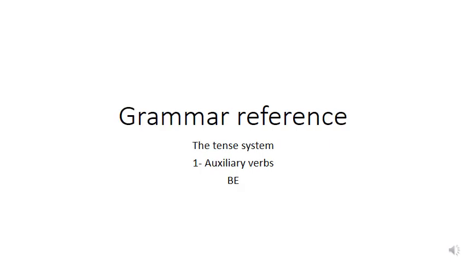So let's start. With the grammar reference, we will start with the tense system, and we will take the verbs in general. In English, there are three classes of verbs: the auxiliary verbs, modal verbs, and full verbs.